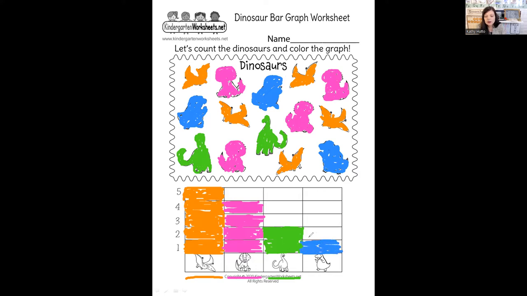One, two, three. Now a bar graph is so cool because we can answer questions easily. Everything is organized. So let me ask you a couple of questions. Which color dinosaur did we have the most of? Which had more, the most? Was it orange, pink, green, or blue?